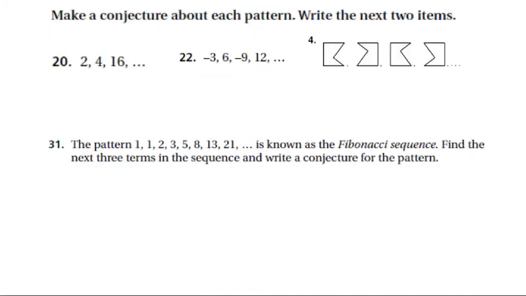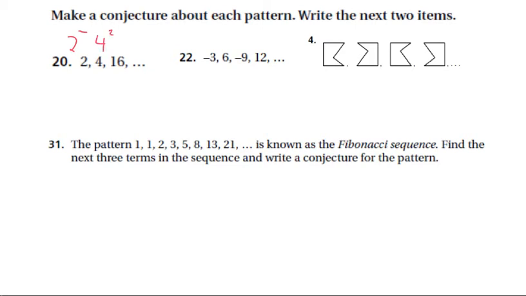For these 4 questions, we need to make a conjecture about each pattern. We need to write the next 2 items. So for the first one, we can see it goes from 2, 4, and then 16. If you notice, this one's a little bit trickier, but the way that we get the 4 is if we square the 2. The way we get the 16 is if we take the 4 and we square it.